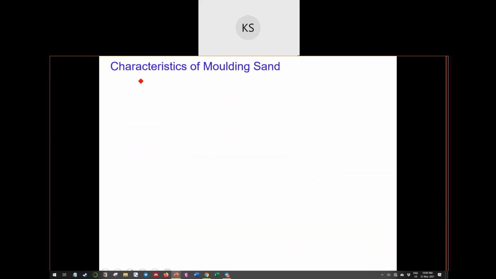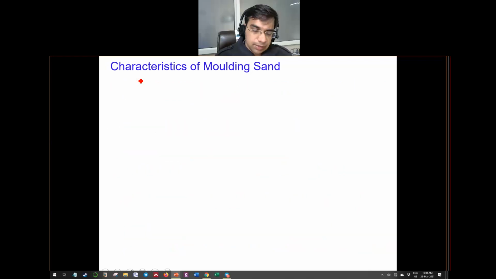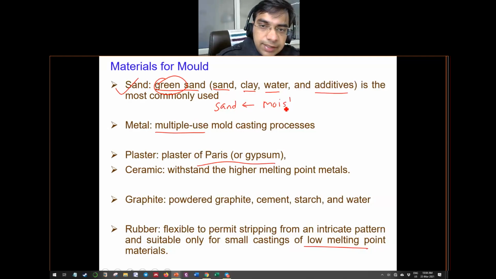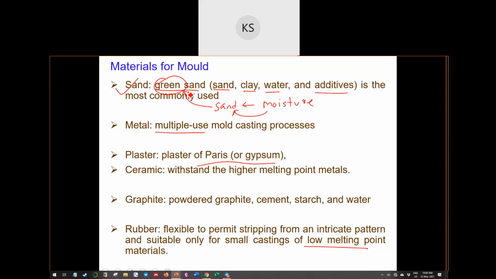We will discuss in more detail the characteristics of this molding sand. I mentioned in the last slide that it is green sand. So what does green mean? The meaning of green here is that the sand is laden with moisture. Moisture is added basically by adding water. When the sand is holding this moisture, it is known as green sand, not green in color.